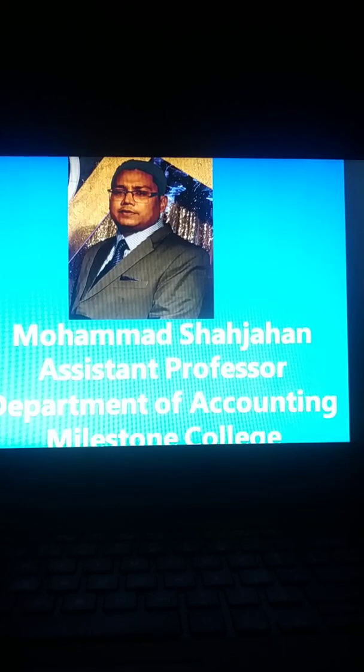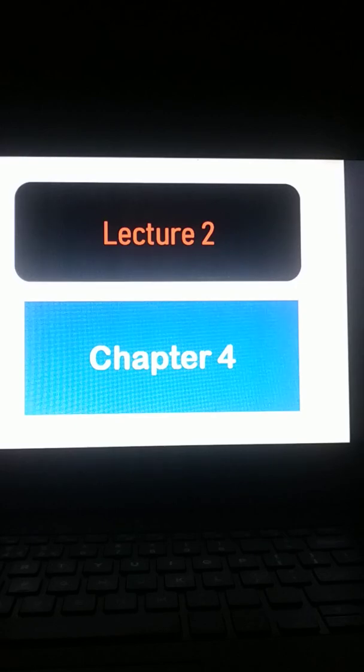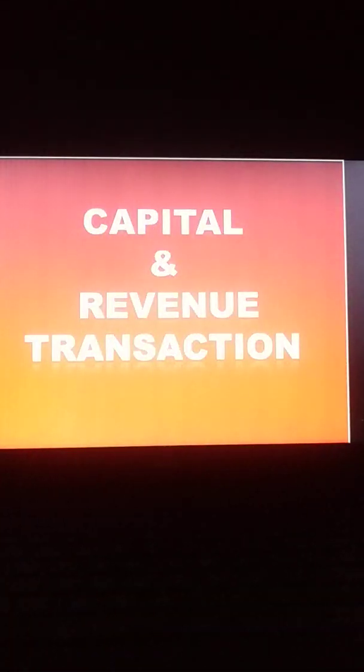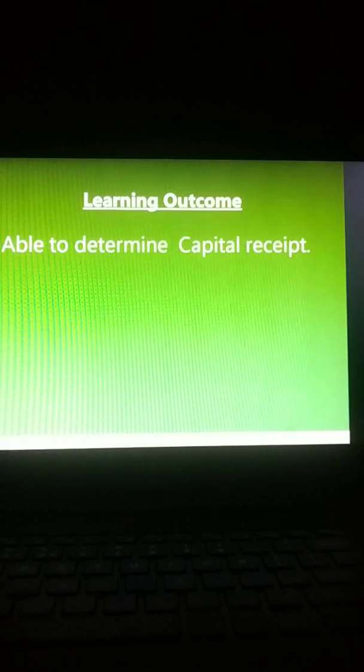Today we will start our second lecture. You know, we are in chapter 4, Capital and Revenue Transaction. Last class, we discussed what is capital transaction, what is revenue transaction, what is capital receipt, what is capital expenditure, etc. Today, we will find out how we can determine capital receipt.